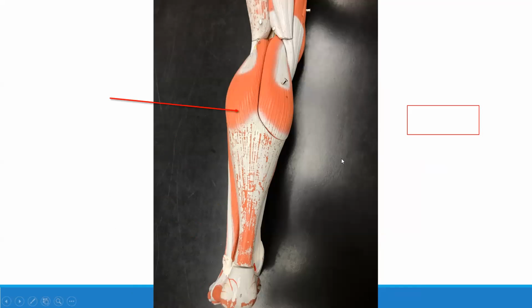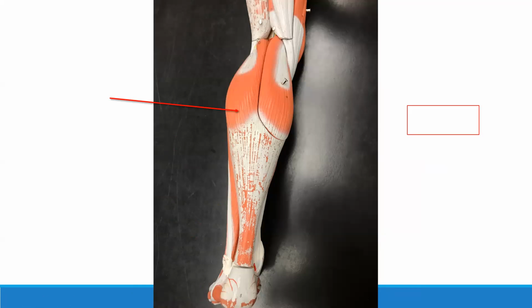Lower leg, now we're finally back to our gastrocnemius. The gastrocnemius has two heads. It has a medial head and a lateral head. Medial head's on the big toe side, lateral head's on the little toe side. The medial and lateral heads, their origin are the condyles of the femur. The medial head originates on the medial condyle, and the lateral head originates on the lateral condyle.